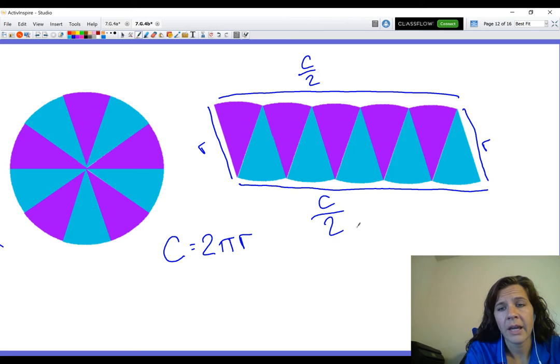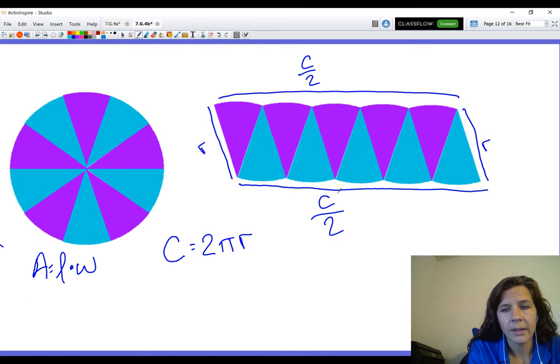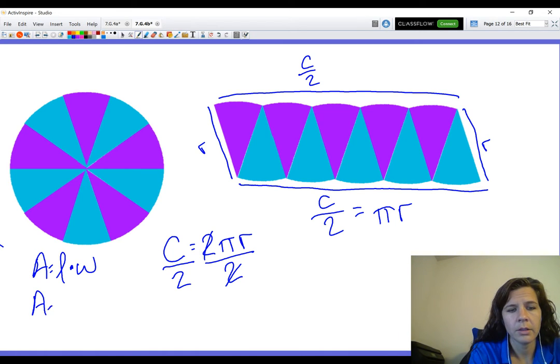Now, we only need half of it. If we have area equals length times width of a rectangle, and we know that the length is circumference divided by 2, okay, so circumference divided by 2 is pi times the radius. And this side is just the radius. So area equals pi times the radius, that's the length, and the width is another radius.